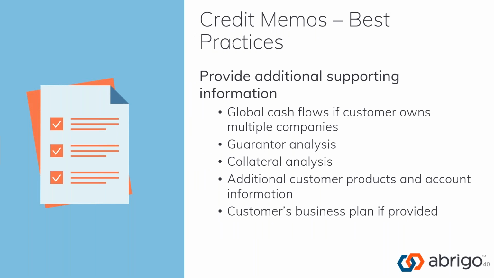On this recommendation or best practice, I would say provide additional supporting information in an appendix, right? We're going to talk about global cash flows in an upcoming webinar. I didn't really talk much about it today, but it's important to have if you have a customer that is an owner of multiple companies that are maybe related somehow. We'll address that here in a few weeks. Guarantor analysis, any collateral analysis, and additional customer products and account information. So if they have a bunch of deposit accounts or 3 other loans, that's all great stuff to have as supporting information.